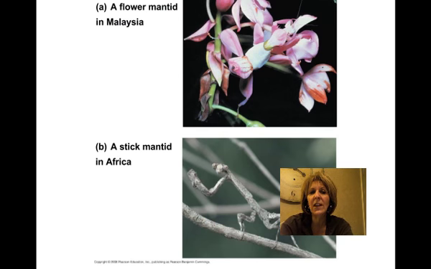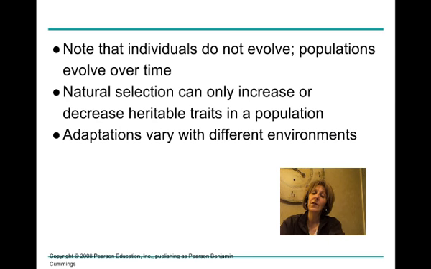So you have things as diverse as two different praying mantises, a stick mantis in Africa and a flowering mantis in Malaysia, and how different they can be just because of the different environments that they find themselves in. Very important to note that individuals do not evolve. An individual is either going to survive or not survive, but it's the population that evolves over time.